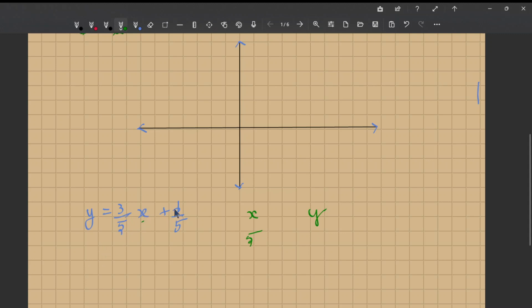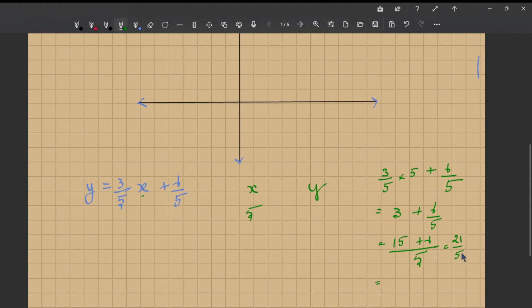3 by 5 into 5 plus 6 by 5, which becomes 3 by 5 multiplied by 5 plus 6 by 5, which becomes 3 plus 6 by 5, which is equal to, 5 3s are 15, so 15 plus 6 by 5. If you take 5 as the least common denominator, you get 15 plus 6 by 5, which is 21 by 5. It's better to express it as a mixed fraction so that you can conveniently plot it in a graph. 5 ones are 5, 5 fours are 20. So 4 and 1 by 5, right? So the corresponding value for y, if you take x as 5, would be 4 and 1 by 5, a little more than 4.